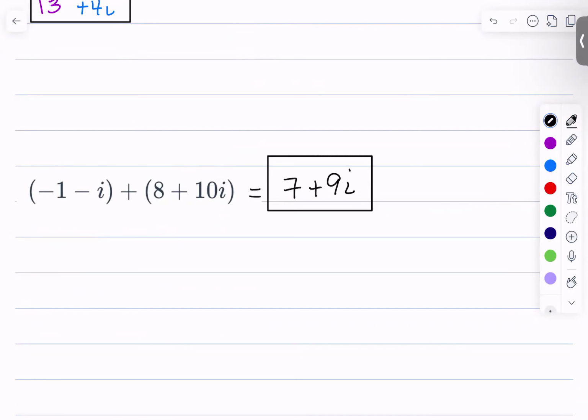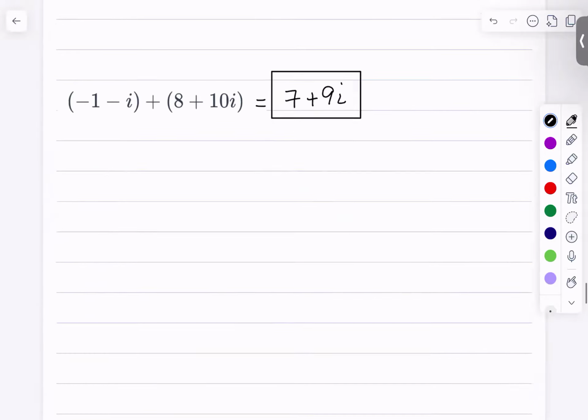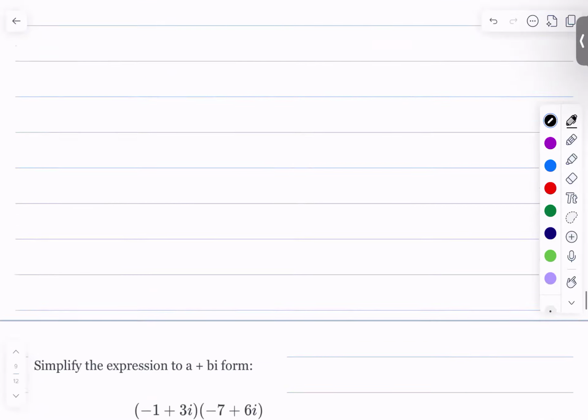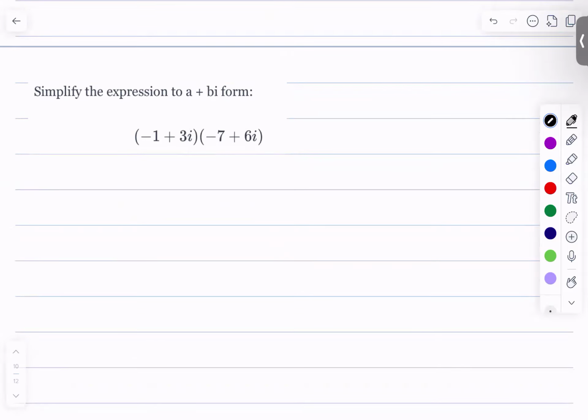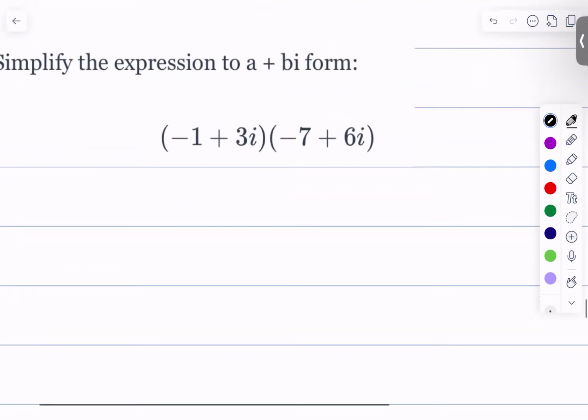Because we're adding, you can just disregard the parentheses here and just gather the like terms, and we're good. So now that we've added and subtracted them, now we're going to multiply them. This is our next one.